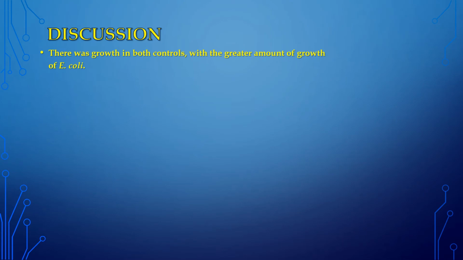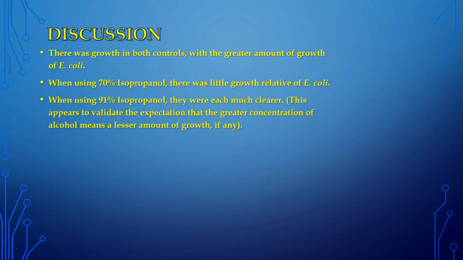As expected, due to turbidity, there was growth in both controls, with the greater amount of growth being in the one with the gram-negative bacteria, E. coli. When using 70% isopropanol, there was little growth relative to the E. coli control. When using 91% isopropanol in the gram-negative bacteria tubes, they both were much clearer, with the clearest of the two being the one with a greater quantity of isopropanol, that is 20 drops instead of 10. This appears to validate the expectation that the greater concentration of alcohol means a less amount of growth, if any.